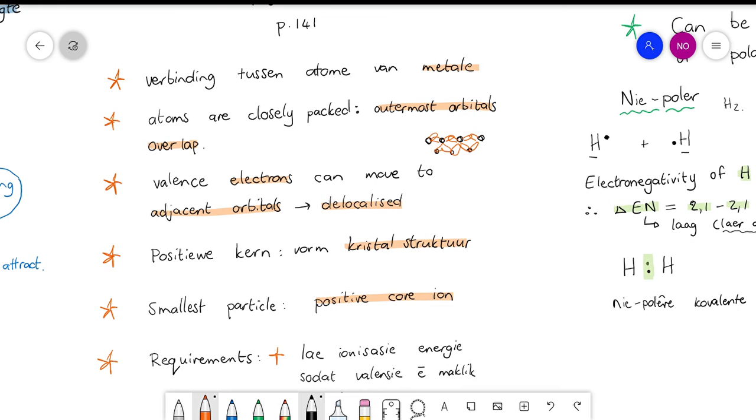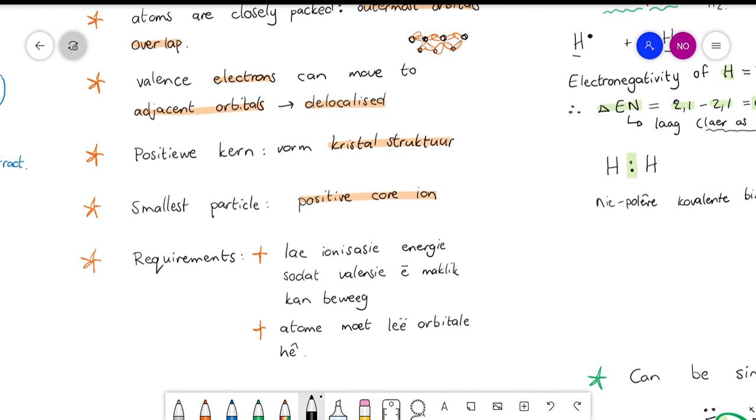The positive nucleus that remains forms this crystal lattice. So hy vorm hierdie kristalstruktuur en dit is hoekom meeste metale vaste stowwe is, want daai kristalstruktuur is baie sterk. And as that forms, the electrons can then move around between them. En die kleinste partikel daarvan is hierdie positiewe kern. And for this to take place, we need two things. We need a low ionization energy, wat beteken die valensie elektron kan maklik uitdaai en uitbeweeg na die een langsom toe. En daar moet ook plek wees in die buurman se orbitaal vir die elektron om na toe te beweeg.